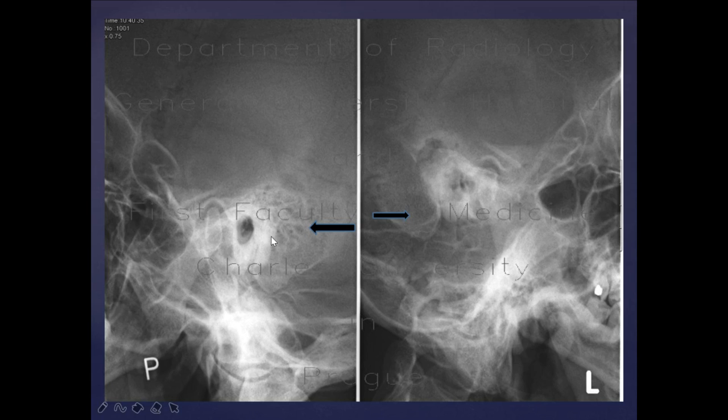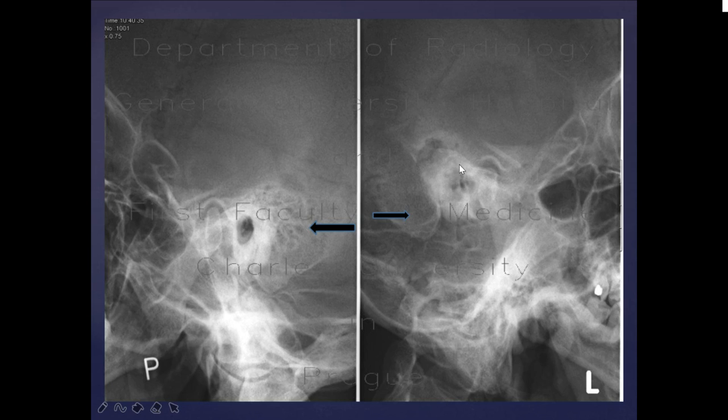pneumatization. If you compare these two X-rays, this is on the left side. There is no honeycomb appearance. This is the sclerosed mastoid. This is the external auditory canal, and here you can see the temporomandibular joint. This is the TM joint. This is the angle of the mandible. Here you can see the temporomandibular joint.